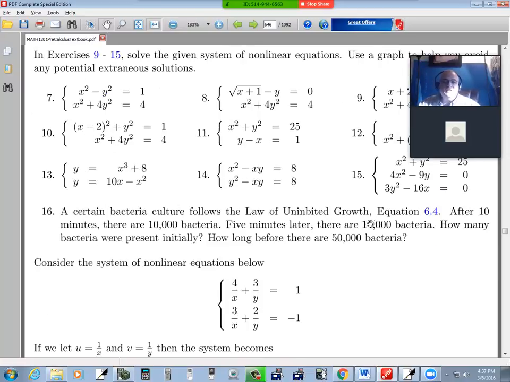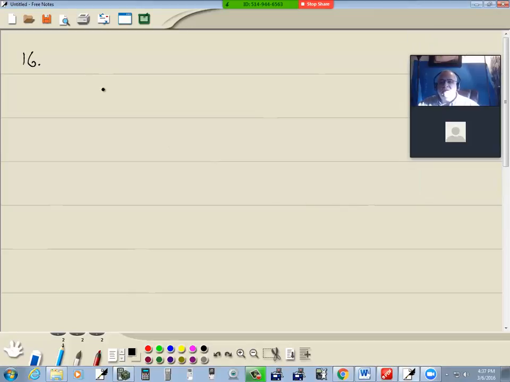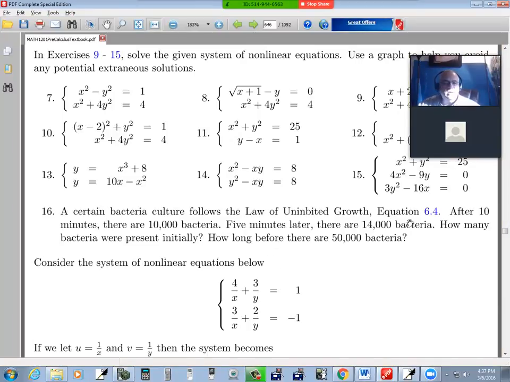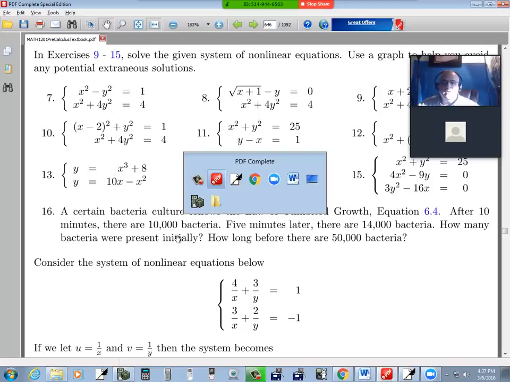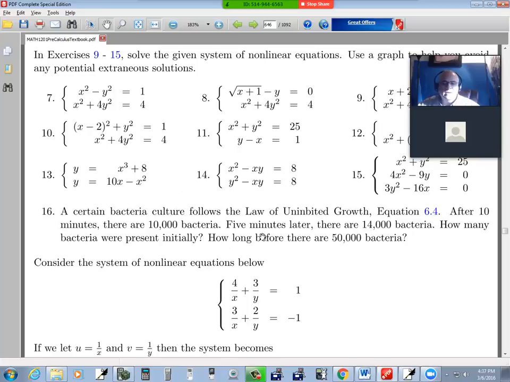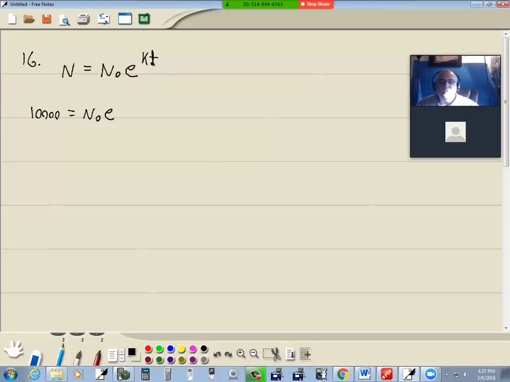Okay, now this talks about the law of uninhibited growth. And if I remember right, that was the total number is equal to the initial number times e to the kt. Okay, so they tell us after 10 minutes there are 10,000 bacteria. So 10,000 would be your number. So they're giving us 10,000 equals n naught e to the 10 minutes. So I put 10 in for the t, and I got 10k.